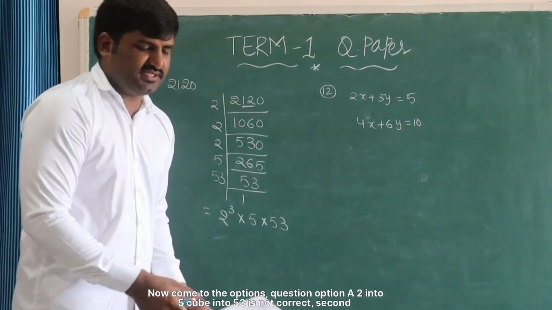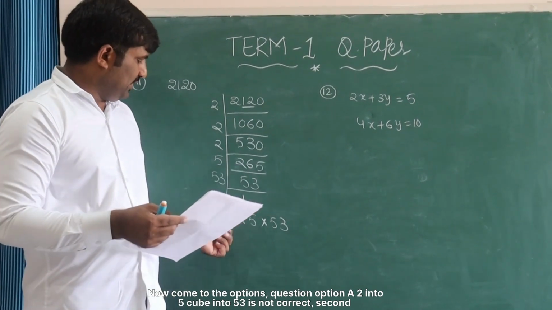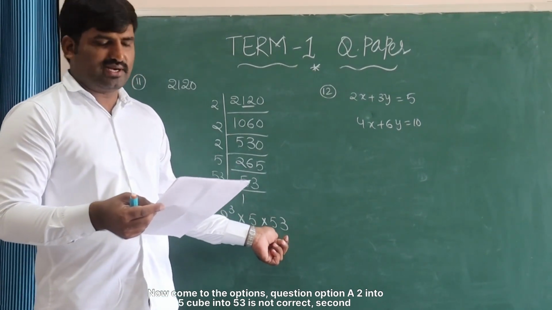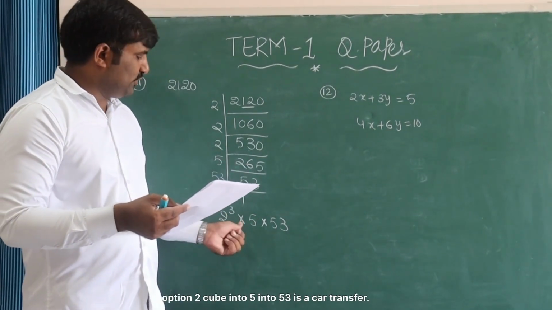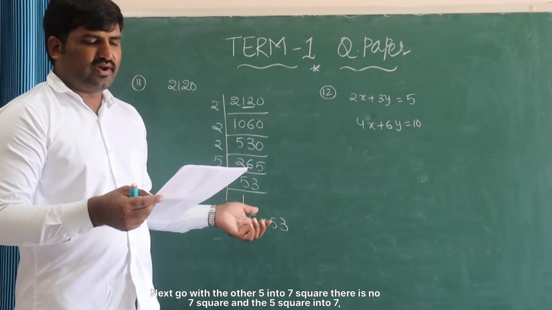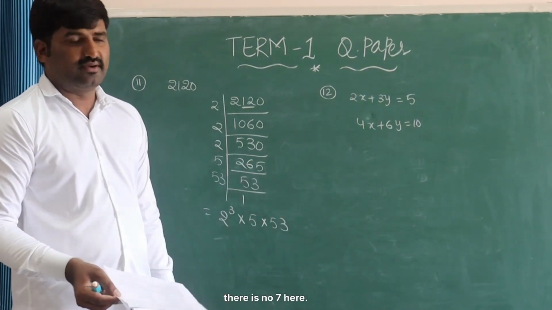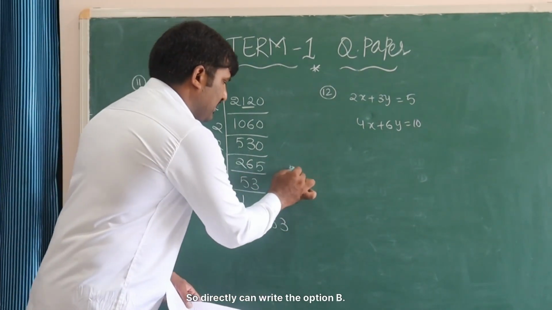Now come to the options. Option A, 2 into 5 cube into 53, it's not correct. Second option, 2 cube into 5 into 53, it's the correct answer. Next, the other options, 5 into 7 square, there is no 7 square, and 5 square into 7, there is no 7 here. So directly you can write option B.